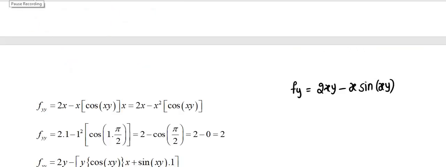Now I am going to find out fyy. fyy means the partial differentiation of fy with respect to y.